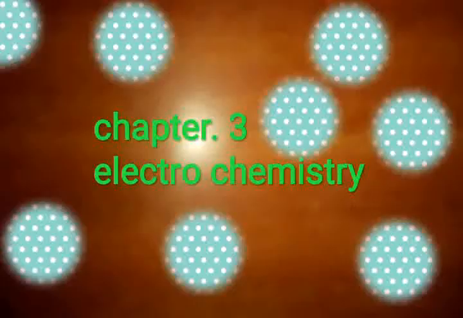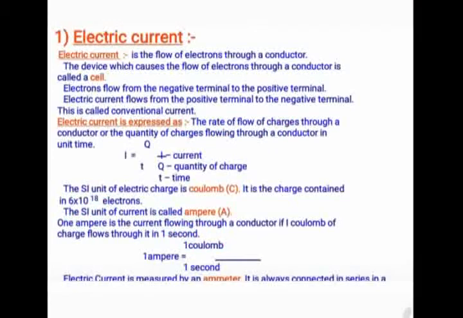Today we are going to learn class 12th chemistry. Today's topic is lesson number 3, electrochemistry. Students, first of all, electric current. Electric current is the flow of electrons through a conductor.